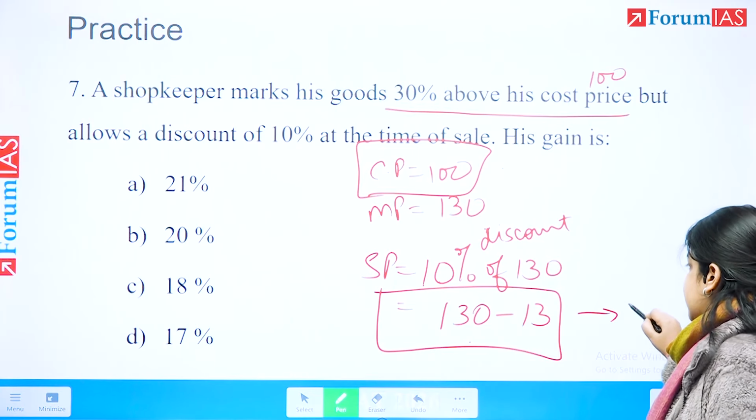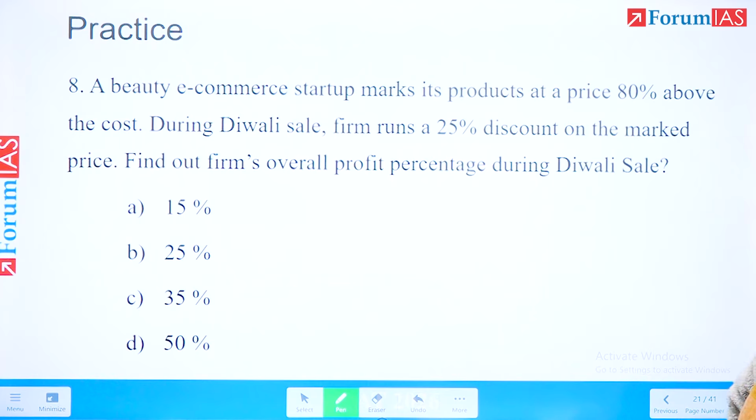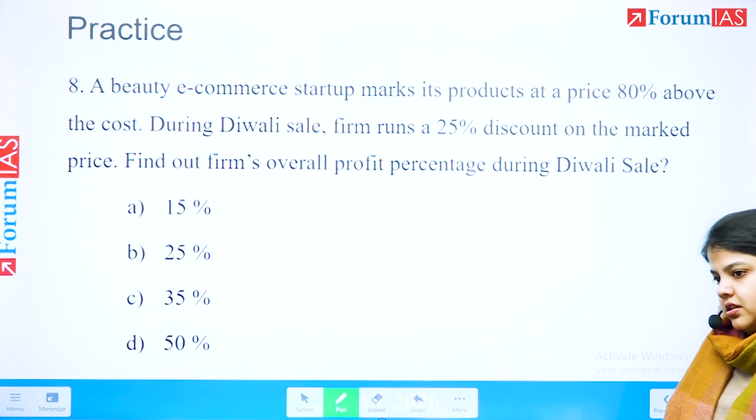Similar lines question. Very similar lines. A beauty e-commerce startup marks its products at a price 80% above the cost. During Diwali sale, it runs a 25% discount on the marked price. Discount is always on the marked price. Find out the firm's overall profit percentage during Diwali sale.